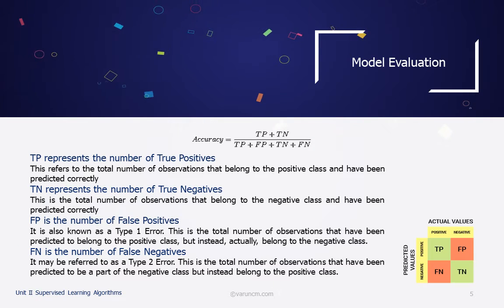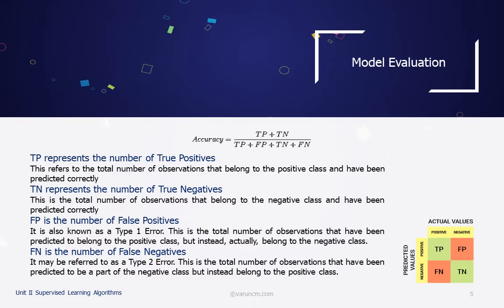The second one is the TN, which represents the total number of true negatives. These are the observations that belong to the negative class and that have been predicted correctly. It's just the opposite of the true positive which we have seen. If the observations are in the negative class and they were predicted correctly, then they come under the true negatives.